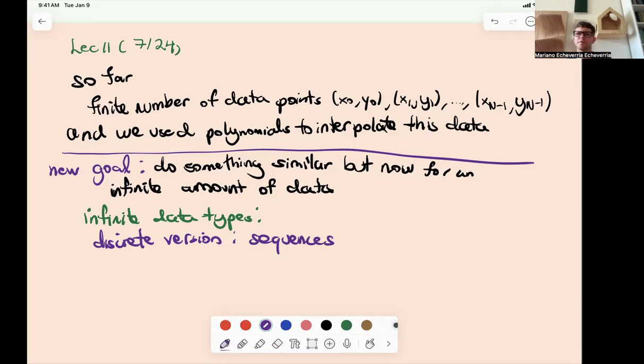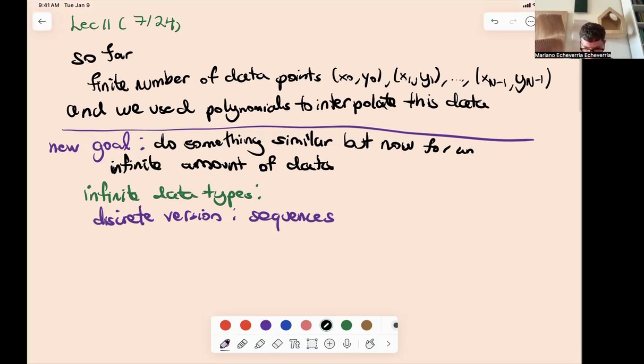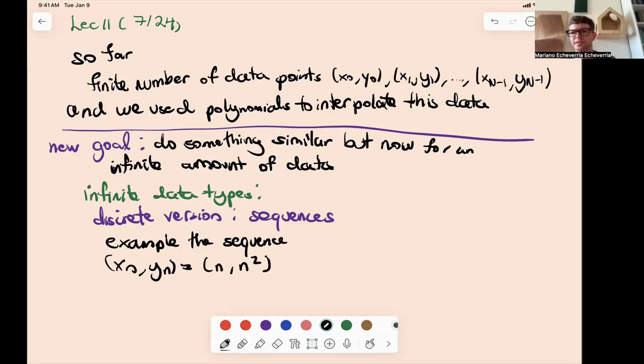We talked a little bit about sequences at the beginning of the course, but also you studied them in Calc 2. So for example, here's a sequence of points that you could have on the plane. An example of this would be the sequence, let's say, n comma n squared. Okay, a very simple sequence, right?